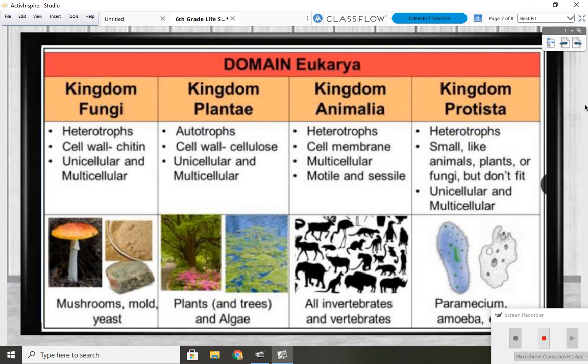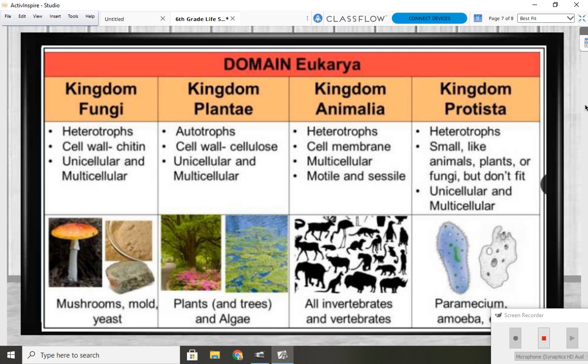So here is a nice graphic that breaks them down into the different areas, and you can see some examples of fungi on the left. They are heterotrophs. They have a cell wall. They can be unicellular and multicellular. So some of these organisms that are in the fungi category we can see with our human eyes, and others we need to use a microscope.